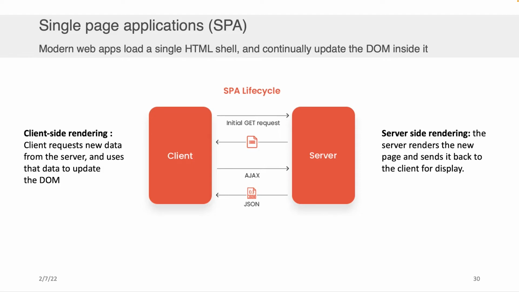There's two flavors for how you build a single page application, or two ways, I guess. The first is called client-side rendering. And this is where the client requests new data from the server, and the client is responsible for updating the DOM accordingly. There's also something called server-side rendering, and this is where when the client requests some new information or an extension to the web application, the server actually renders some new HTML or content, and it sends it back to the client, and it gets plugged in.